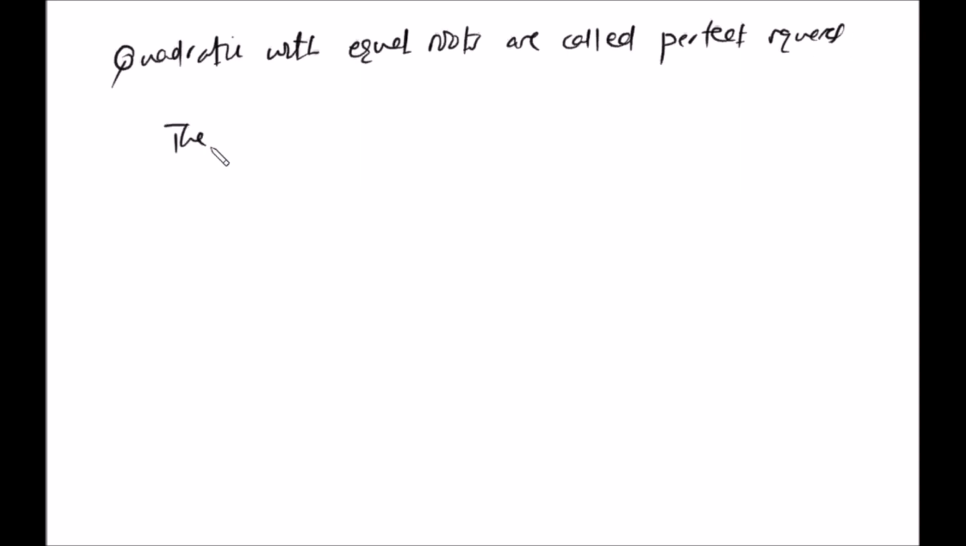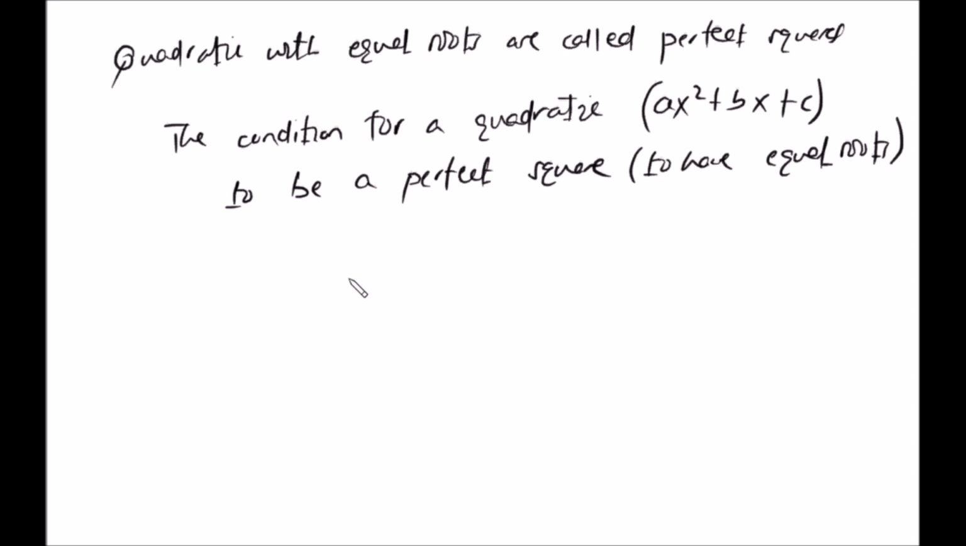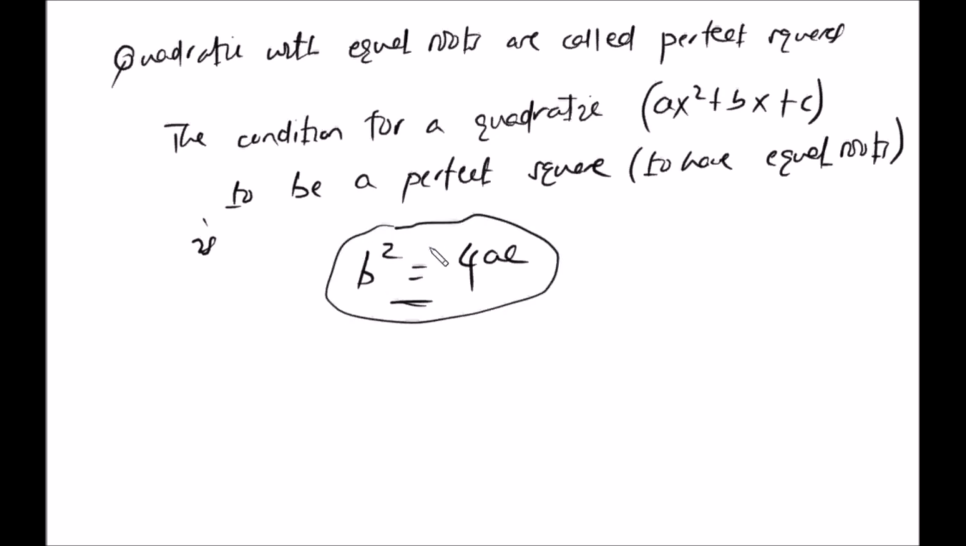So now the condition sasa, condition for a quadratic sasa, a quadratic gani hiyo? Ax squared plus bx plus c, ili iwe to be a perfect square, maana yake to have equal roots ni nini? Ni hii, ni b squared sasa na nini? 4ac. Hii ndo condition ili quadratic iwe na equal roots.